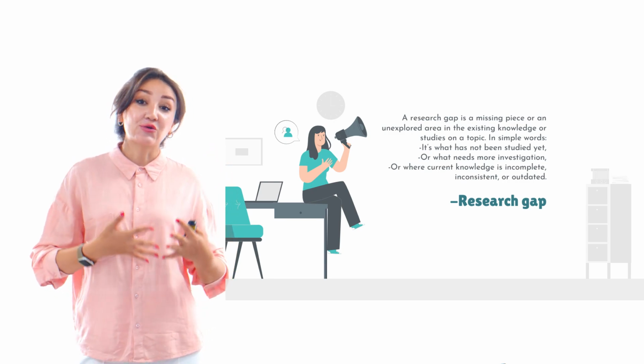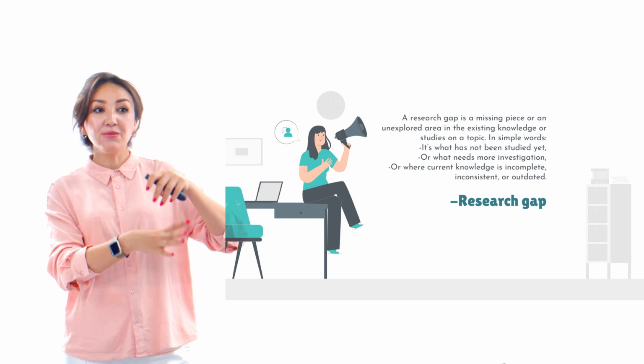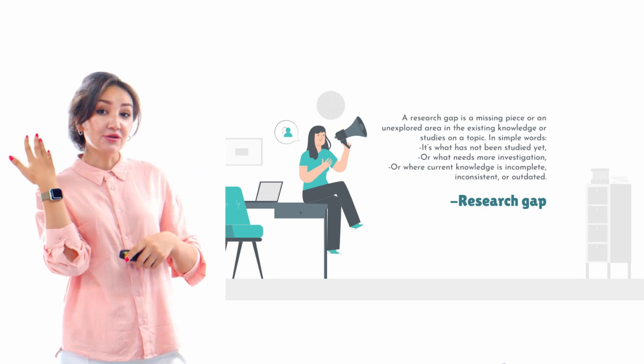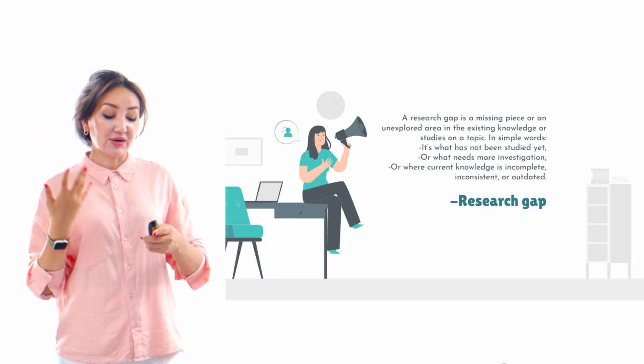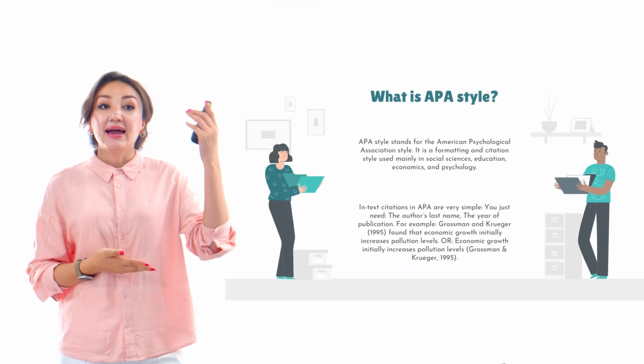And in order to point out what is missing and how you're going to fulfill this gap, we need a clear research gap section. It's also in our next lecture, where I'm going to explain how to write it clearly in APA style.